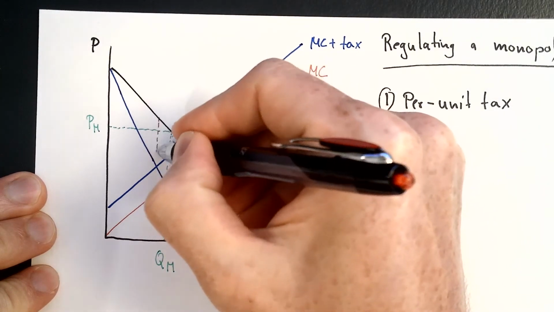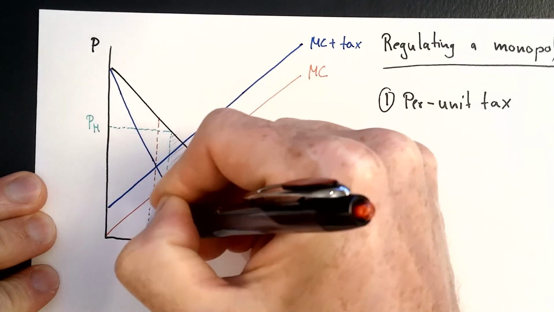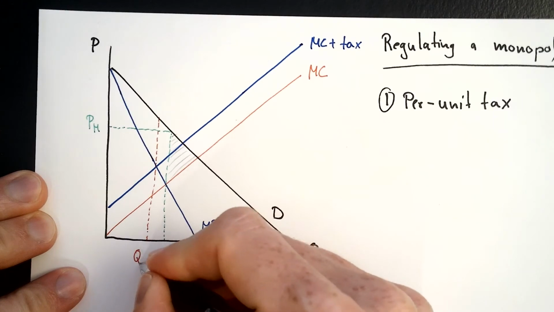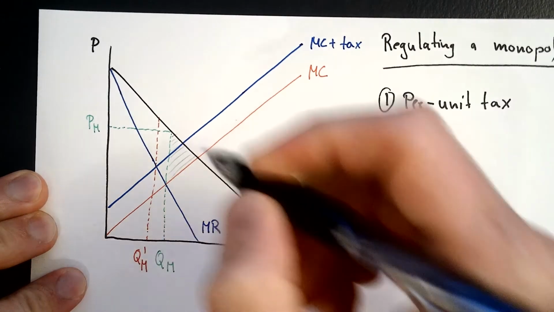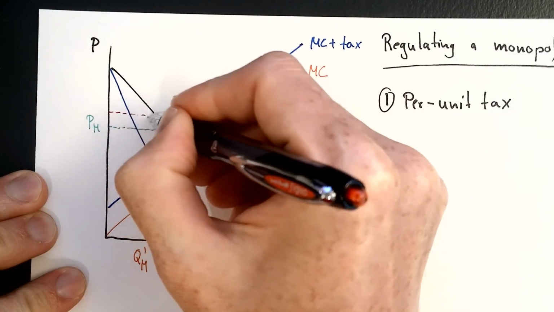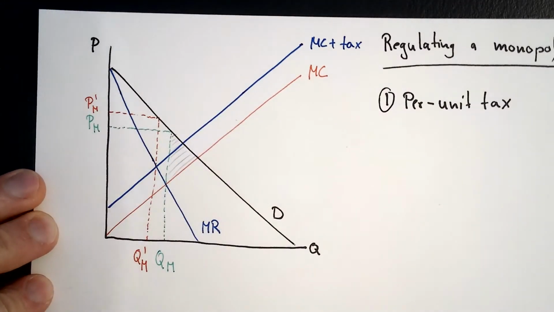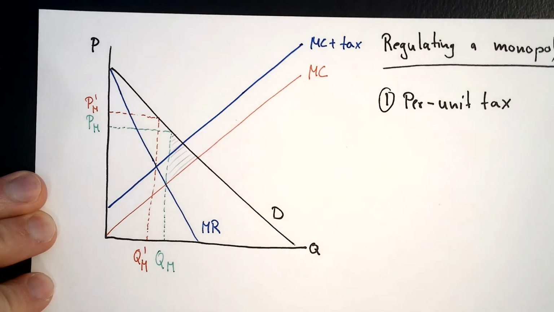So in this case, the monopolist is reducing the quantity even further. Let's call this QM prime, and the price is increasing to PM prime. Okay? Now, what happens to the deadweight loss?